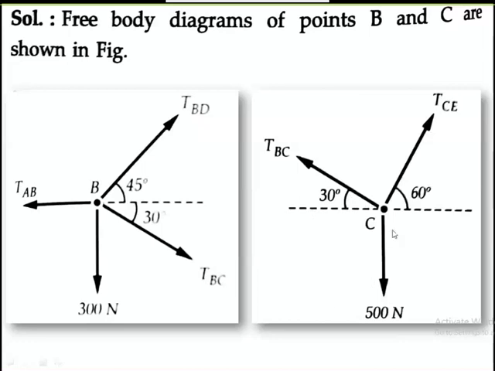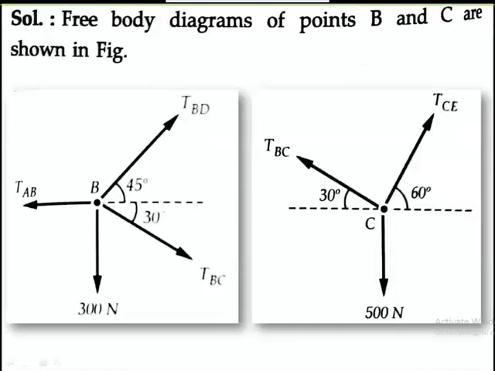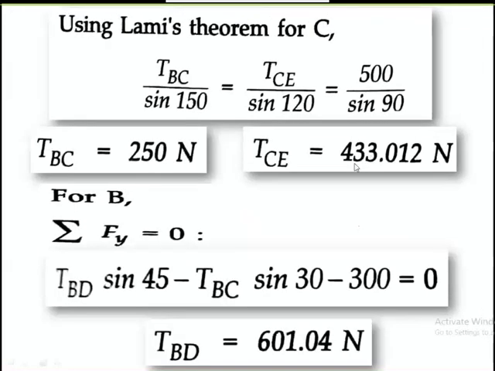From the free body diagram at the joint C, we are using Lami's theorem here. That is TBC divided by sine of (90 plus 60), equal to TCE divided by sine of (90 plus 30), and 500 divided by sine of (60 plus 30). You can observe here, TBC divided by sin 150 is equal to TCE divided by sin 120, which is equal to 500 divided by sin 90. You will get the values of TBC and TCE. Just equate these.